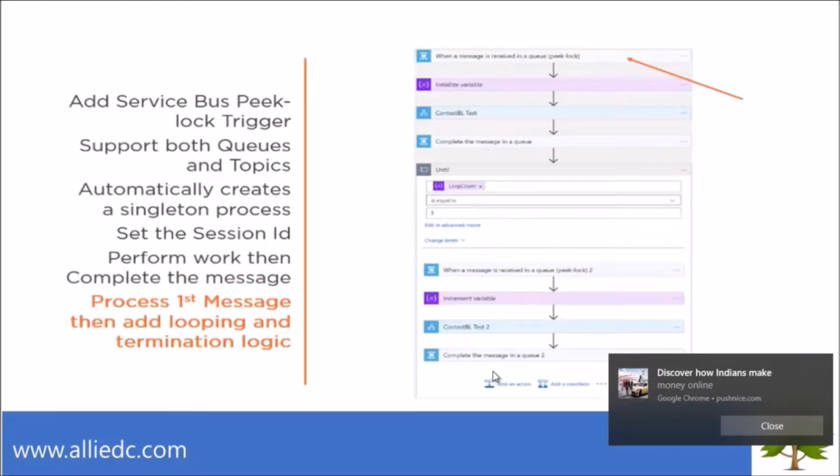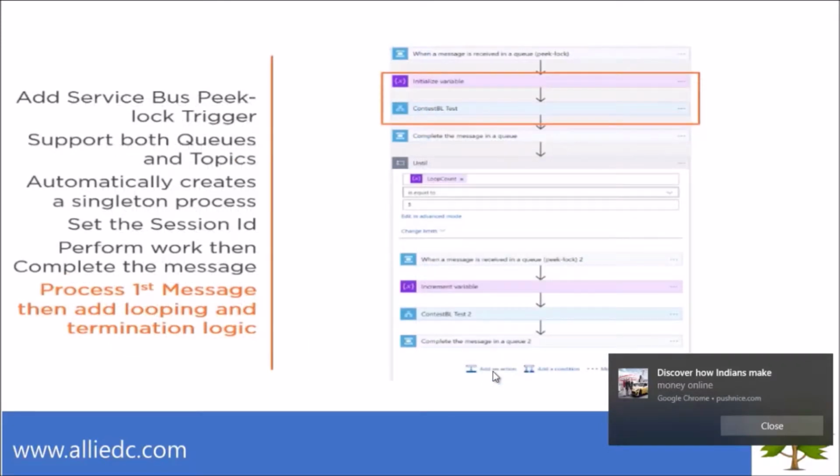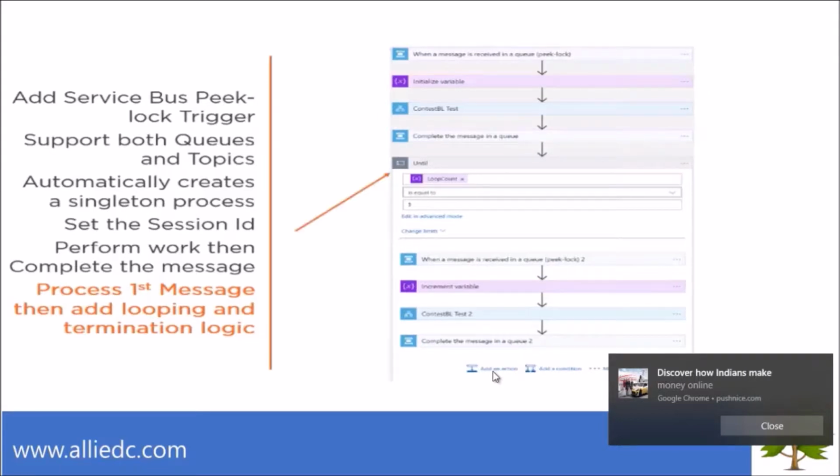So first you would process the first message by peek locking it from the queue. You would then have all your business logic associated with that message. Once that is complete, you would commit that message from the queue.